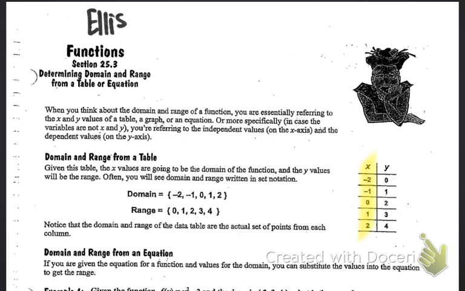Here we can see all of our x values. Those are our domains. And it's written in a set notation. A set notation is just using those little lines here. We also have our range, which is our y. So given a table, we just look at our x and our y's to determine the domain and the range.